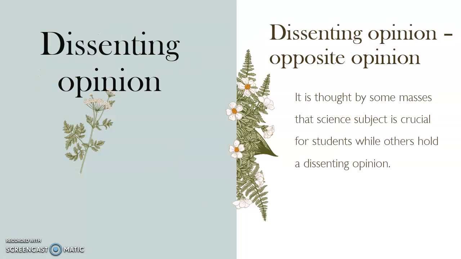Next word is dissenting opinion. It means opposite opinion. So whenever you have to write opposite opinion, you must use this word dissenting opinion. For example, it is thought by some masses that science subject is crucial for students while others hold a dissenting opinion. In simple words, this sentence means some people think that science subject is important for students while others hold a opposite opinion. So instead of writing opposite opinion, you should use this word dissenting opinion.